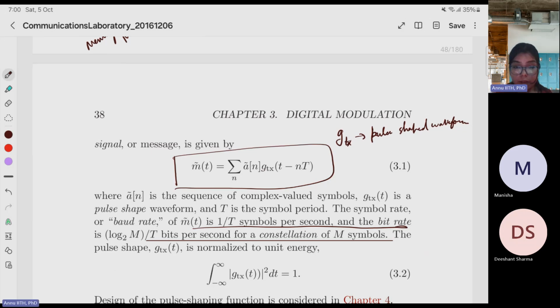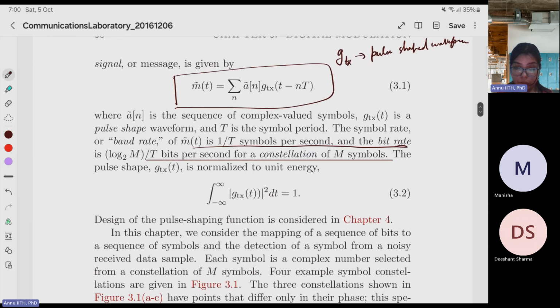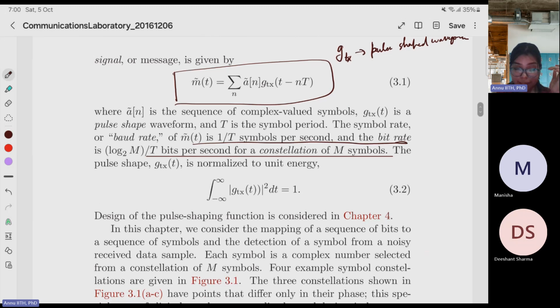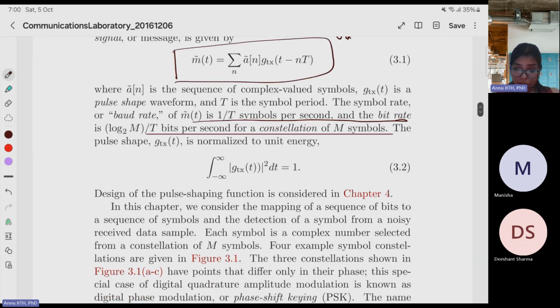Okay, a_n is a sequence of complex valued symbols. g_tx is a pulse shaped waveform. T is the symbol period, and 1 by T is the baud rate, and the bit rate is log2 M by T bits per second for a constellation of M symbols. The pulse shape g_tx is normalized to unit energy. The design of the pulse shaping filter we will consider in the next chapter, but that is not of our scope.